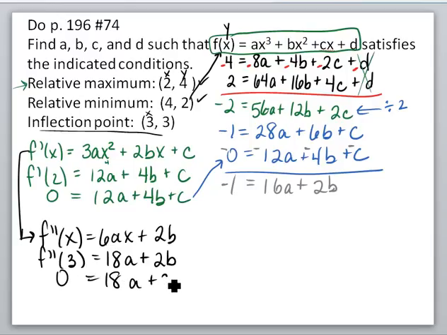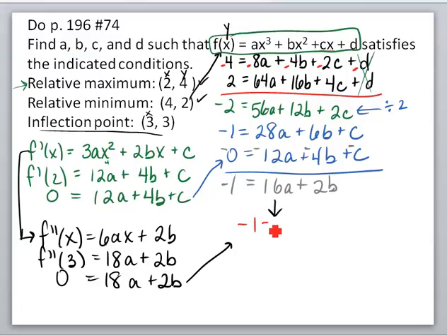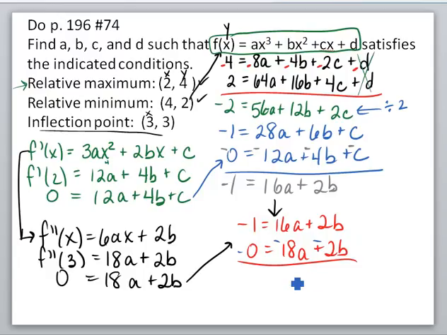So finally, I have something that I can work with where I can put this one and this one together and solve those simultaneously. So I will do that. I have negative 1 equals 16a plus 2b, and I have 0 equals 18a plus 2b. So we'll go ahead and change all of these to be negative, so they're easily solved. So I get negative 2a equals negative 1. So finally I get one of my values. A is 1/2.